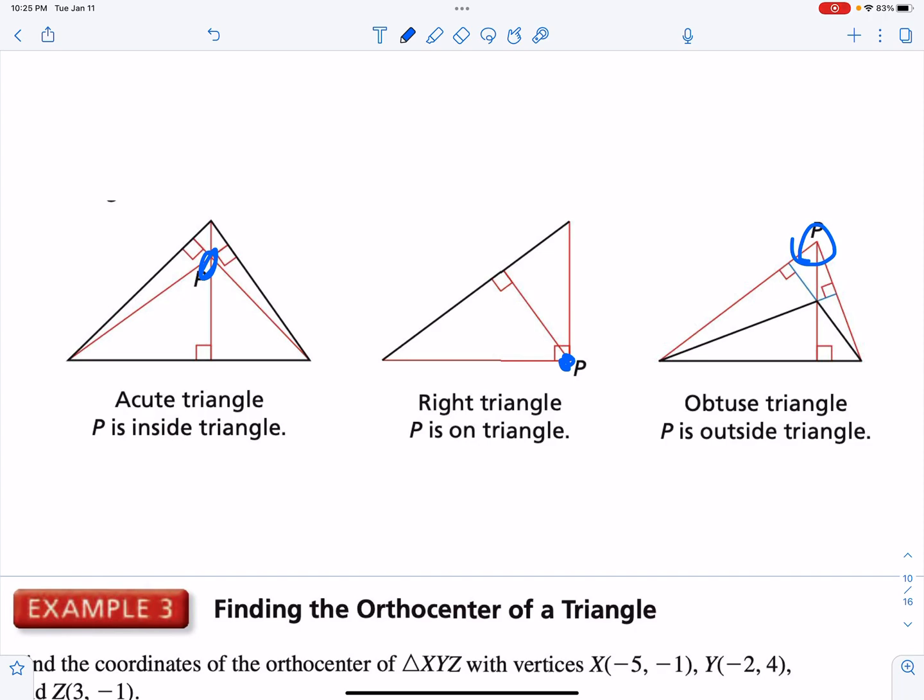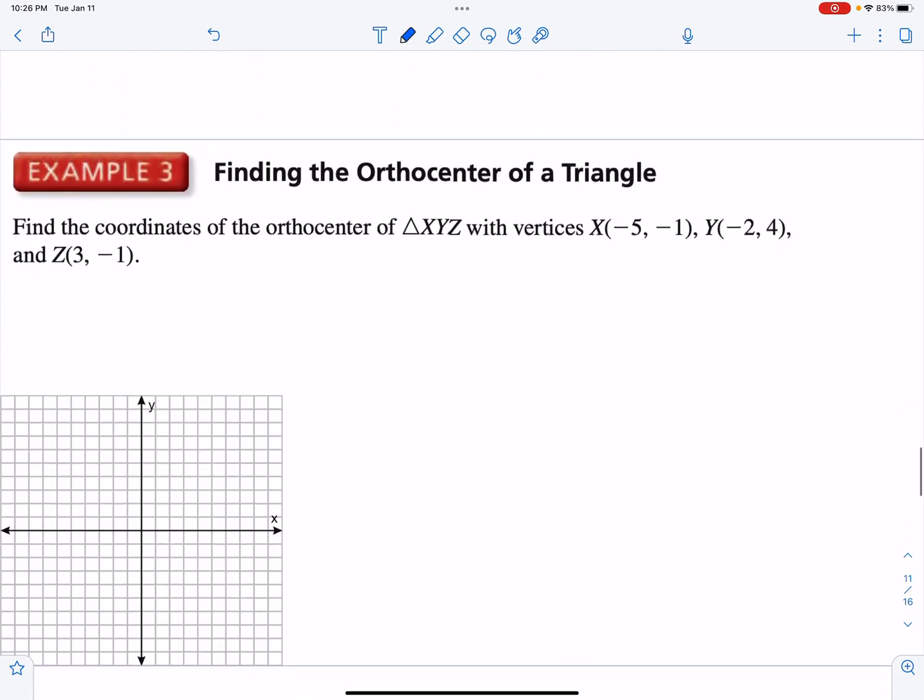The one thing to note on this one with the orthocenter, much like the circumcenter, whereas it can fall on the triangle, the only difference was the circumcenter would fall on the hypotenuse. The orthocenter falls on the right angle itself. That's the main difference there. Okay, but the two that can fall outside the triangle are the circumcenter and the orthocenter.